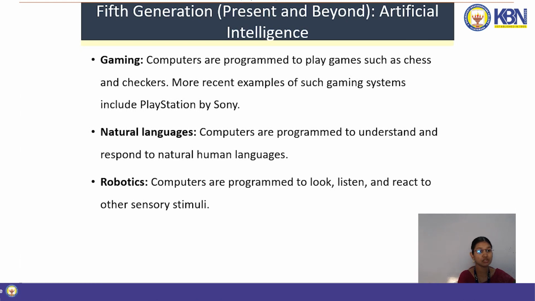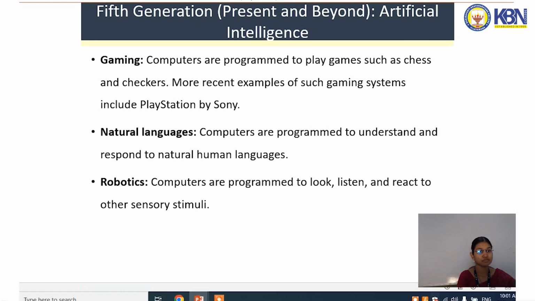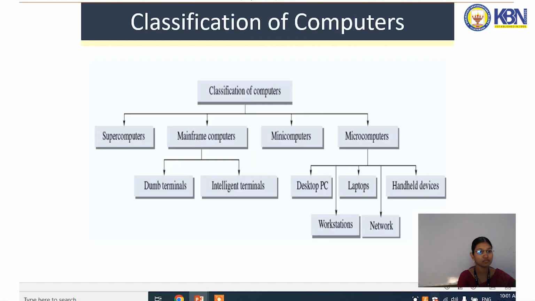In this generation, the first one is gaming. Computers are programmed to play games such as chess. Coming to natural language, computers are programmed to understand and respond to natural human languages. Next one, robotics. Robotics means to look, listen and react to other sensors.